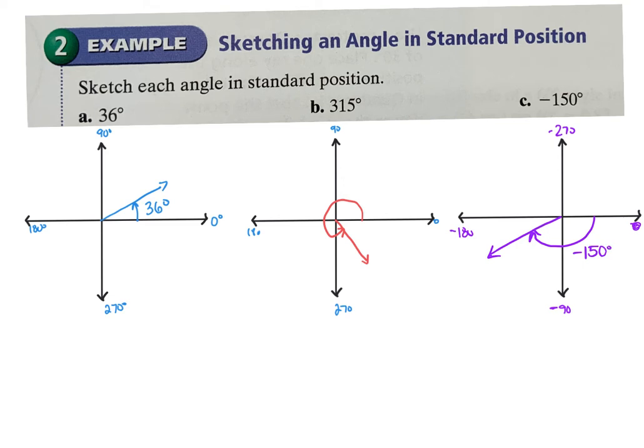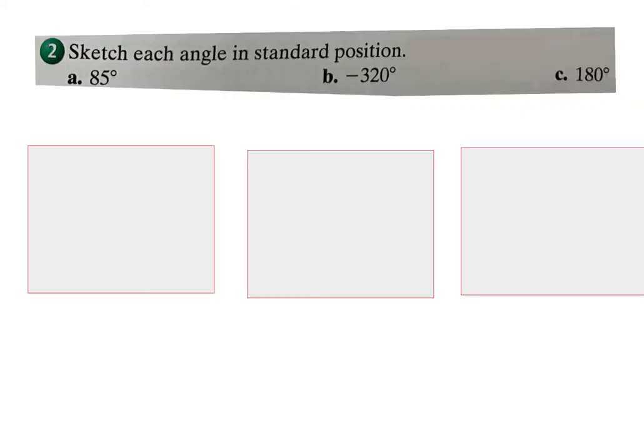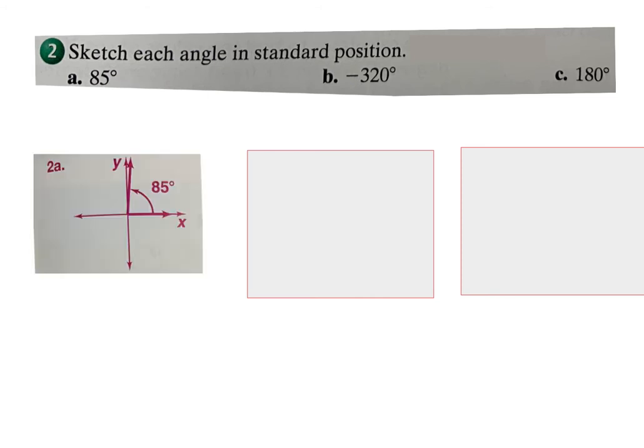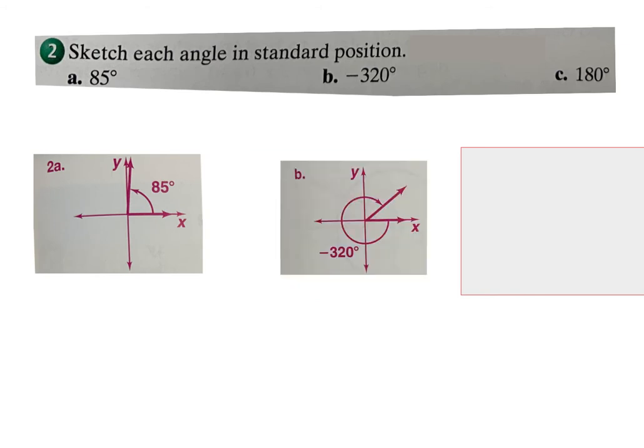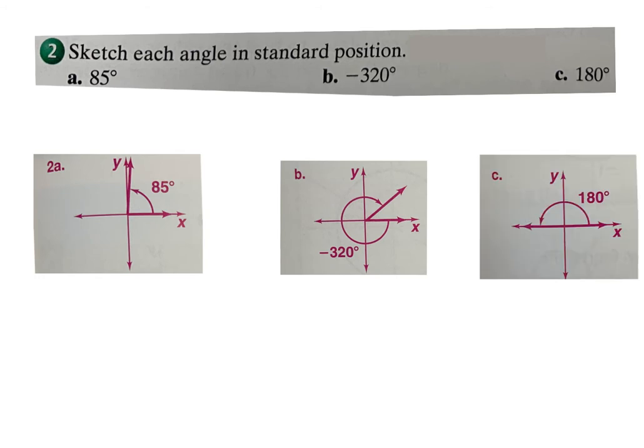All right, so go ahead and try A, B, and C. Sketch those. Let's look at these. 85 degrees. What quadrant should that have been in? First quadrant, right? This is less than 90. Negative 320. Where was he? First one. Yeah, he went all the way to the first quadrant, because he went negative. All right, what about 180? That one's right. Yeah, it's right on the line, right? Positive 180. So that's what those should look like.